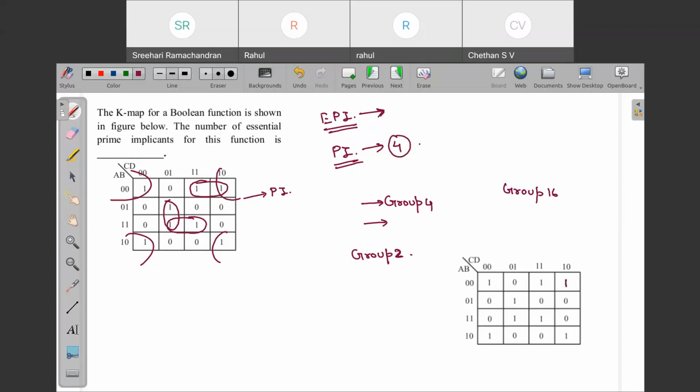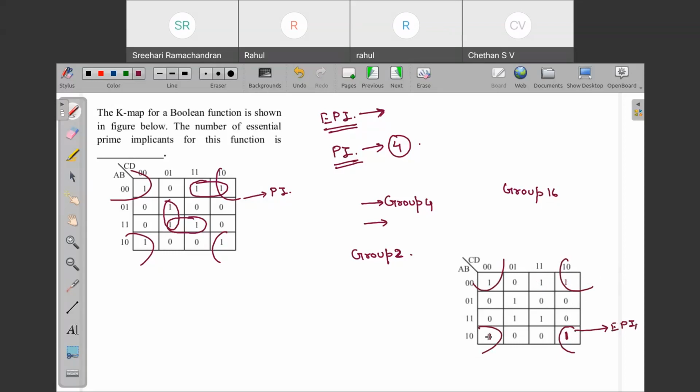So look at this one. This one has the option: either it can group with this 4 and make a group of 4, or it can make a group of 2 with this one. So this one, due to this one, there is no essential prime implicant. But look at this one, it has only one option, and that option is to make a group of 4 with this 4 ones. So this is essential prime implicant number 1.